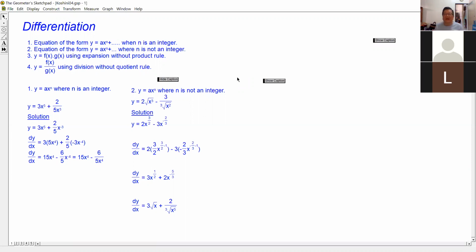Now form 3 also they learn indices already, right? So you have to change this form to a single term involving x with a fractional index. So what is square root of x cubed? Square root of x cubed is x to the power of 3 over 2. Now this one, cube root of x squared, is actually x to the power of 2 over 3. But because this term is at the denominator, when you move it up, then you have to put a negative sign in front.